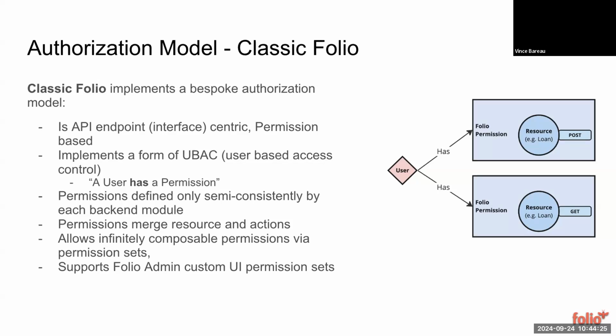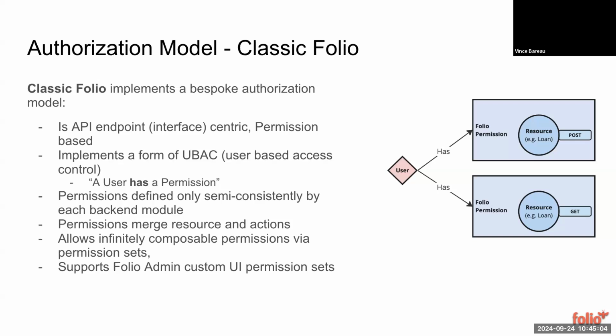So in Folio Classic, as you're all familiar with, I'm sure, we have a permission model. Permissions are defined as part of the API definition. They're contained in the module descriptor, and they're very much endpoint specific. So you define a permission based on an endpoint that lets you retrieve, let's say, an item record from inventory, and it's bundled together. The permission will be structured in such a way to say, this is the item record, and this is the action, which is get the item. It's one permission to do the whole thing.